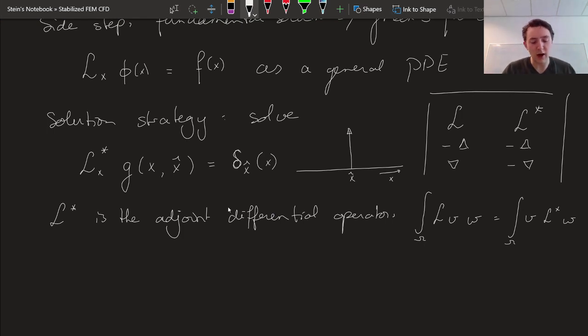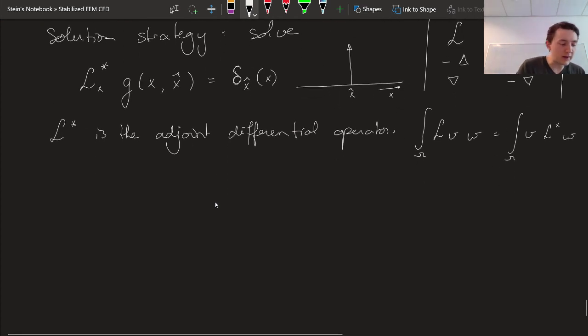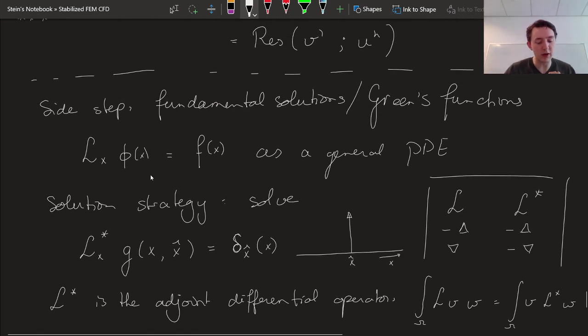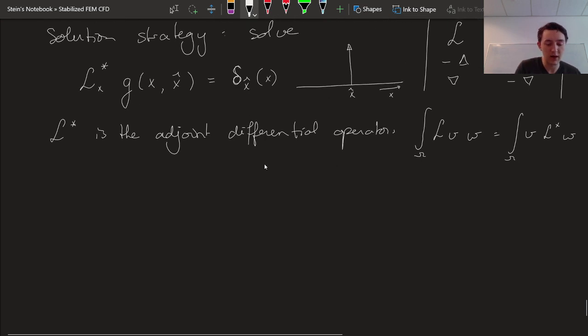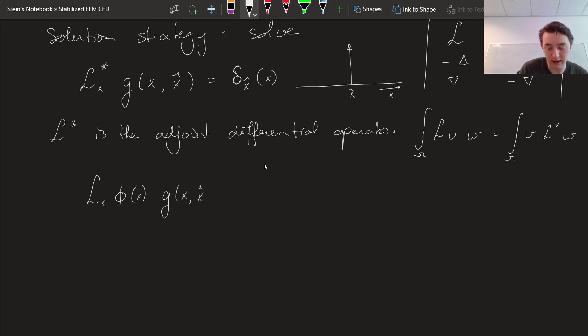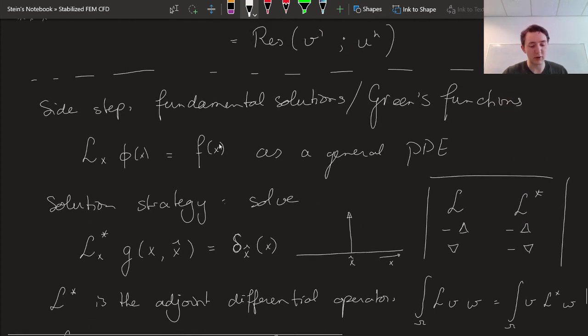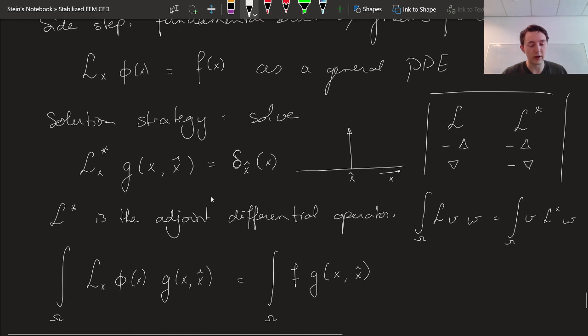So suppose that we have found this function, this Green's function. What I can do then is take my partial differential equation and multiply the left and the right side by this function g. And after I've done that, I'm going to integrate over the domain. So what do we get? We have L acting on phi, a function of x, multiplied by g of x comma x hat, integrated over the domain. It's going to be equal to the integral over the domain of f times g of x, x hat. So, taking the partial differential equation, multiply both sides by g, integrate over the domain.